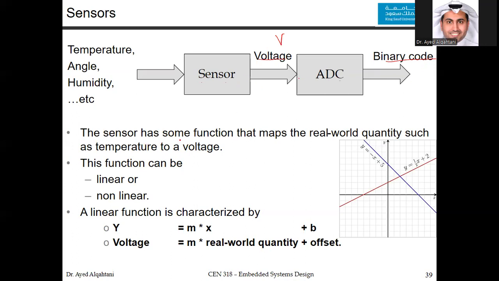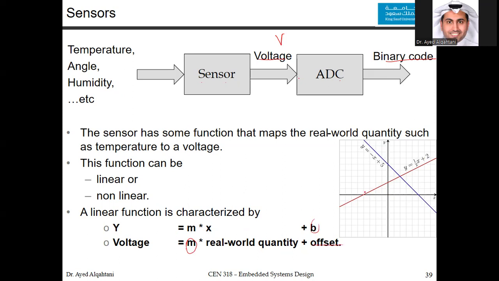Now the sensor has some function that maps the real world quantity, such as temperature, to a voltage, and that's its job. This is the definition for the sensor, as easy as possible. This function could be linear or non-linear. Even if it is non-linear, we kind of estimate it and we make it linear. For the linear function, it is characterized by y equals mx plus b. In our case, y is the voltage and x is the real world quantity, like these examples. And you have the slope m and the y-intercept b, or the offset.